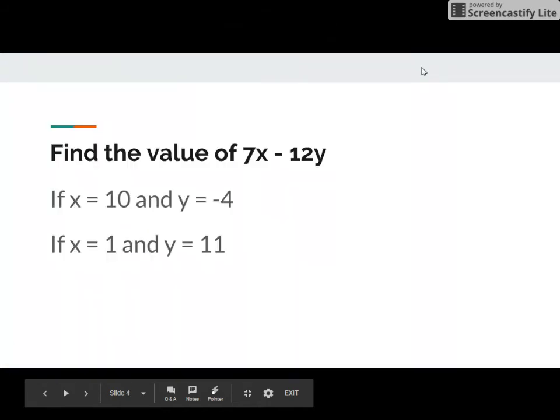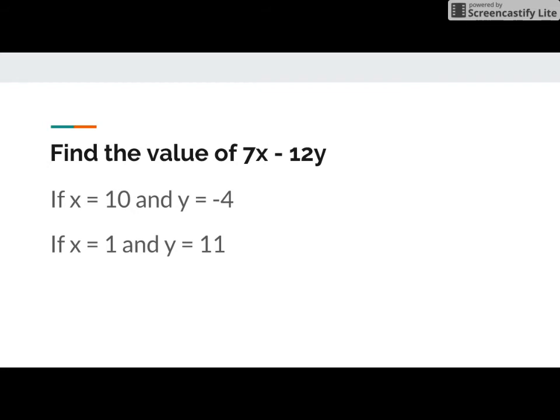Substitution. So you've probably seen this before. The idea is we know what x is, we know what y is. We're not solving for x and y. We just want to evaluate it, find the answer. What is the value of 7x minus 12y if x is 10 and y is negative 4? And if x is 1 and y is 11? So take a minute, try this on your own, see if you remember how to do this. And if you do, great. If not, then I'm going to work through them quick and show the steps.